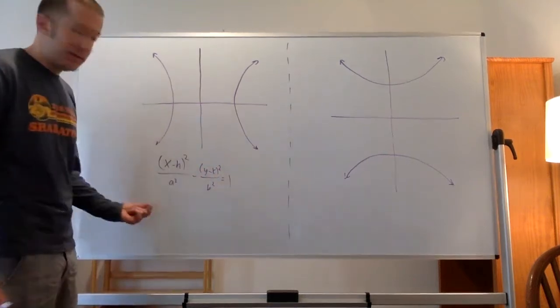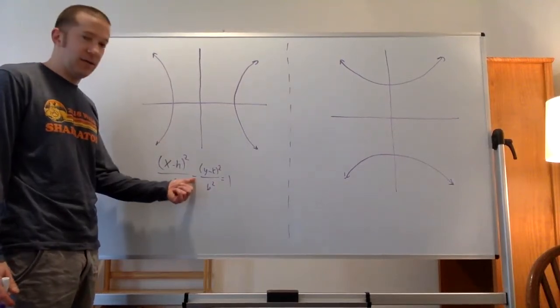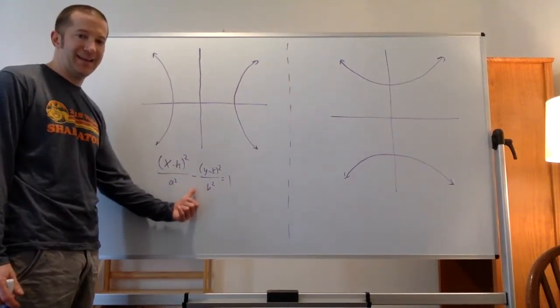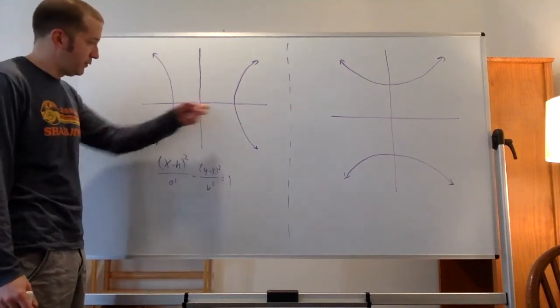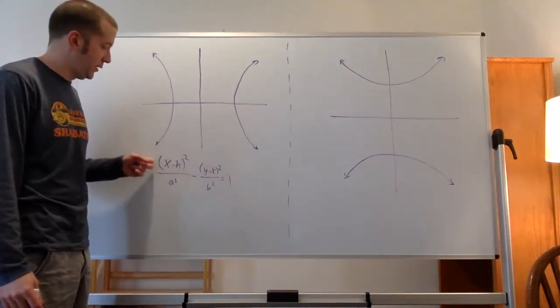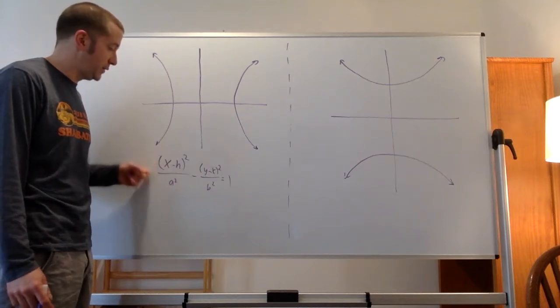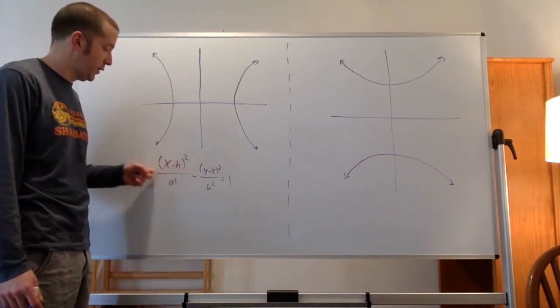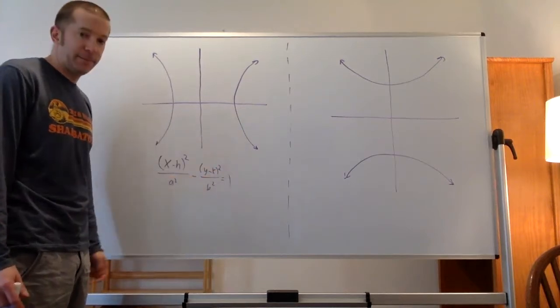You can see that the big difference between this and an ellipse, they look very, very similar, is that the sign in between the two square terms is a negative. And this one opens left and right, and you can tell that from the equation because the x squared term is the positive one. X minus h squared is the positive term, opens left and right. Y minus k squared is negative.